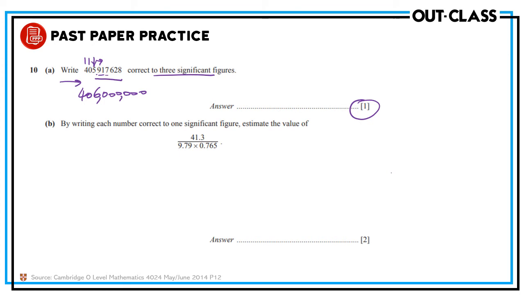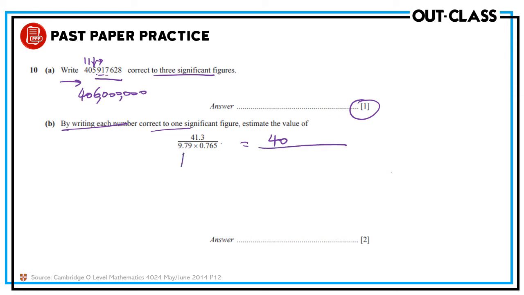And the next one is: by writing each number correct to one significant figure, estimate the value. So one significant, don't even look, just the first digit. Does it round up or down? Down. So just leave 40. Don't write 4. The main concept being tested here is it's not that 41 will ever become 4. It's just how precise are we trying to be, and if it's one significant figure, you just put zeros instead of everything else. Okay, so it becomes 40.